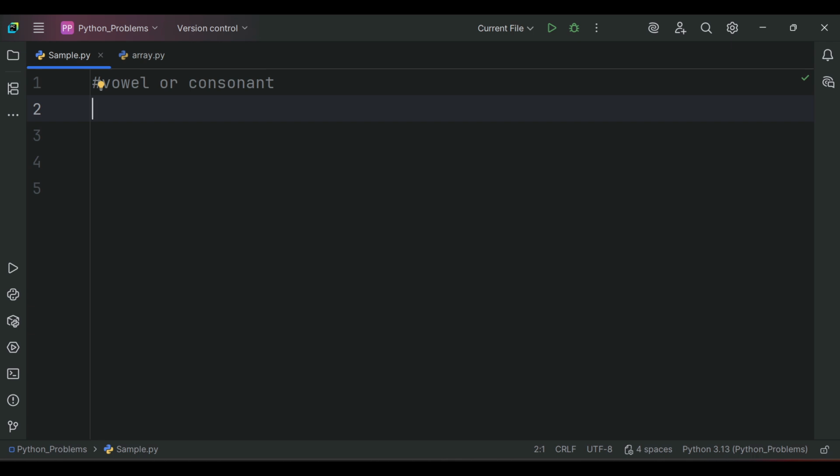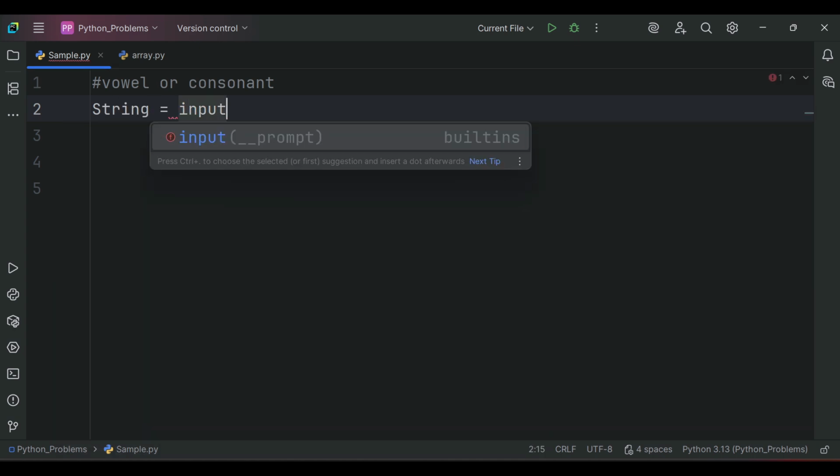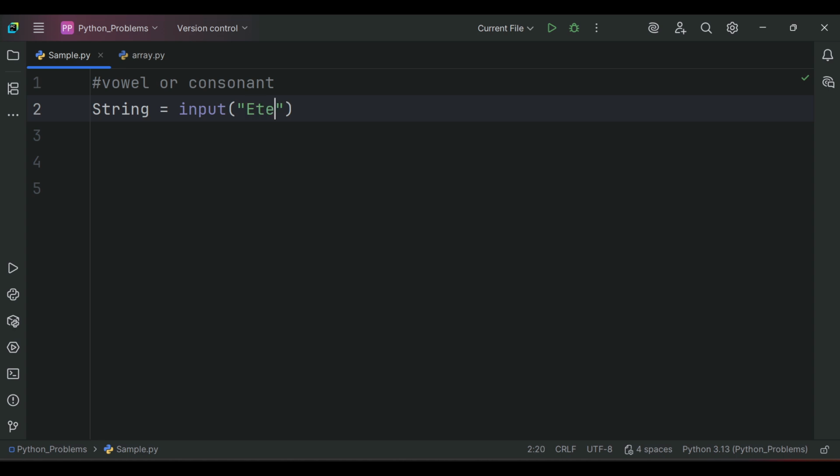Now see, friends, fifth problem. The given character is vowel or consonant. This is the program. Your wish, here I am taking a string: string is equal to input, enter a character.